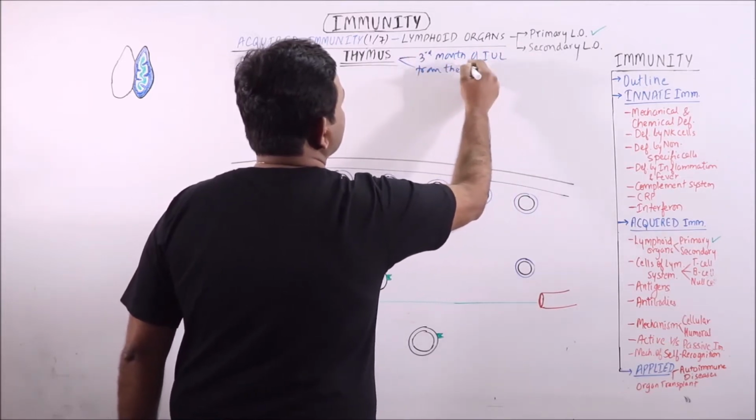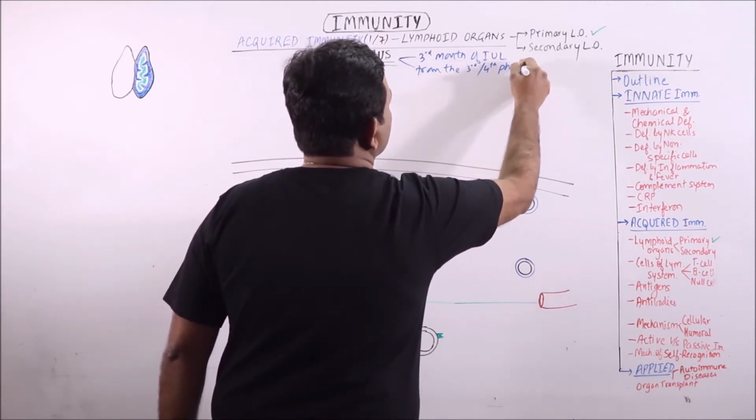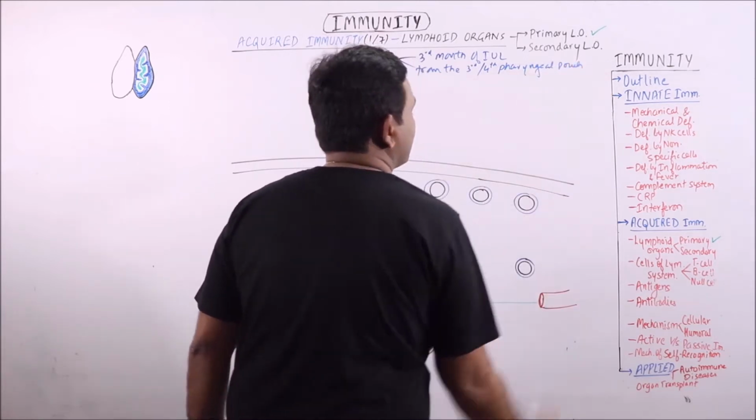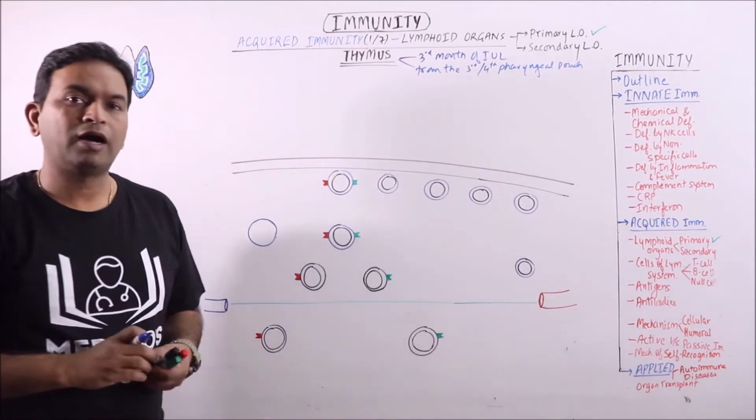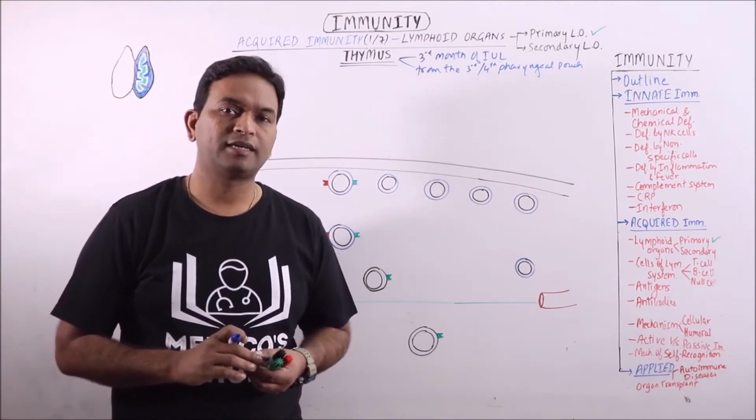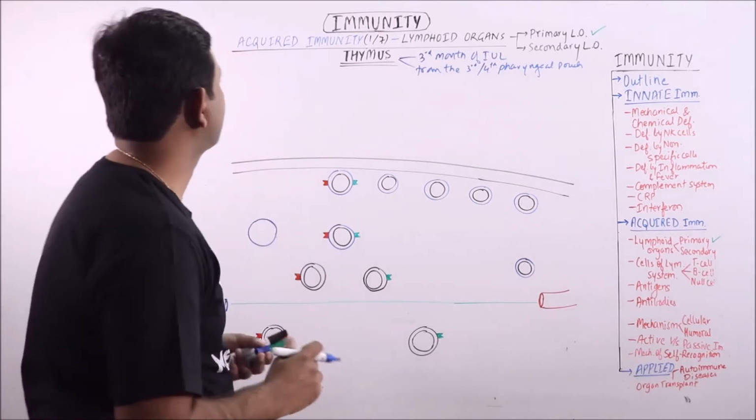From the third or fourth pharyngeal pouch. It is highly active at the time of birth, reaches its peak action at the time of puberty, and then gradually it degenerates.